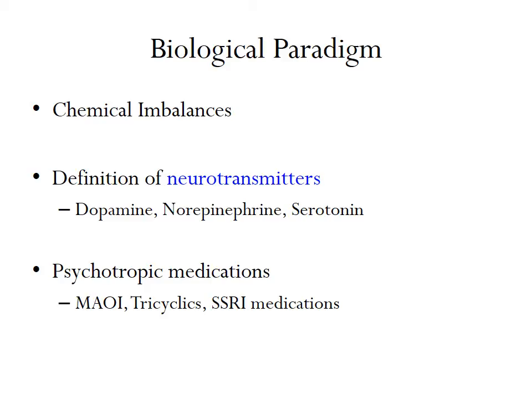Within the biological paradigm, we also look at chemical imbalances. Neuropsychology is becoming an increasingly more important factor in mental health. Our understanding of the brain and how it functions is growing rapidly. When we talk about chemical imbalances, we're talking about nerve signaling and how the brain relays messages from one part of the brain to the other and throughout our body.